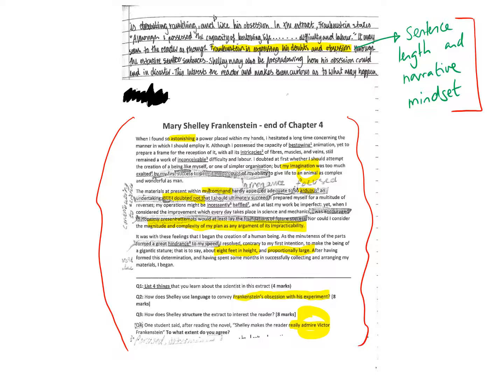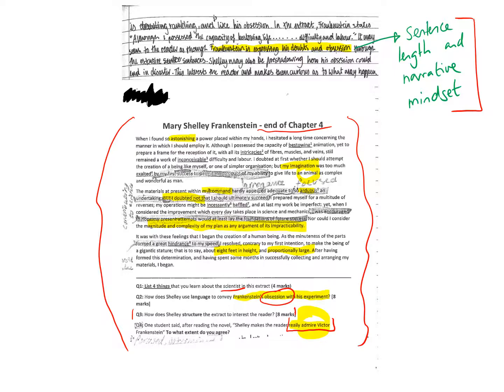And this is at the end of chapter 4. And it's prior to the creation being successful. And the questions are, what do you learn about the scientist? The obsession in the language question. Question 3 is generic. How is the reader interested? And question 4 talks about our admiration for Victor Frankenstein.